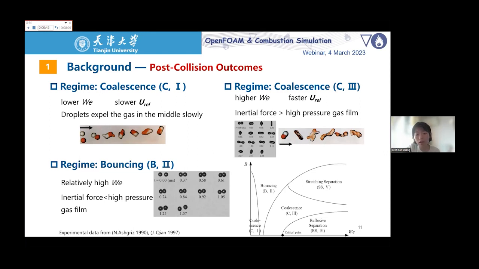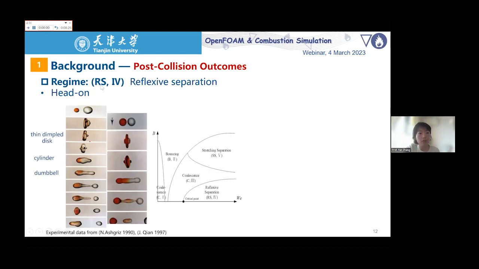After a critical wave number, you can see the initial force is larger than the high pressure gas film between the two droplets, and the two droplets can even collide again. And for the stretching separation regime, that means the two droplets collide nearly head on like this. Then it undergoes oscillation from the disc to the cylinder and to the dumbbell. And finally, they split, and sometimes some satellite droplets can be formed.